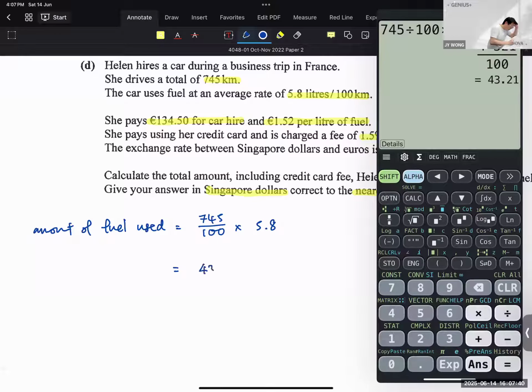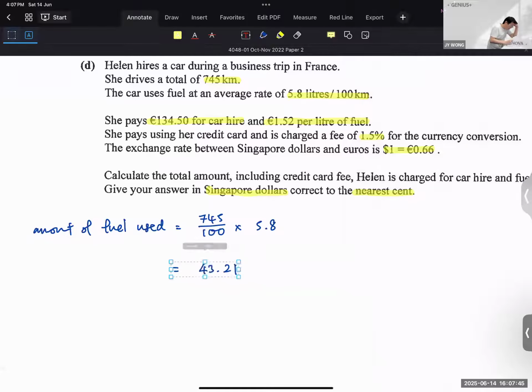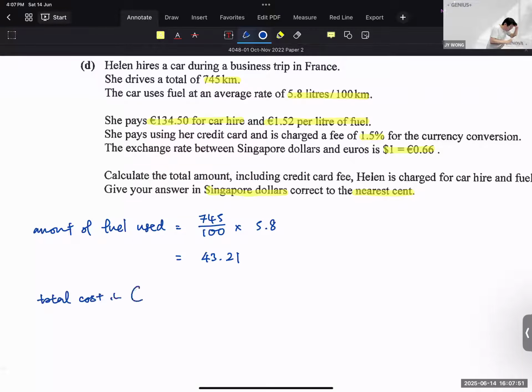You will get 43.21 liters of fuel used. And therefore, I can now find the total cost in euros, which is equal to 134.5 plus 43.21 liters multiplied by 1.52 euro per liter.